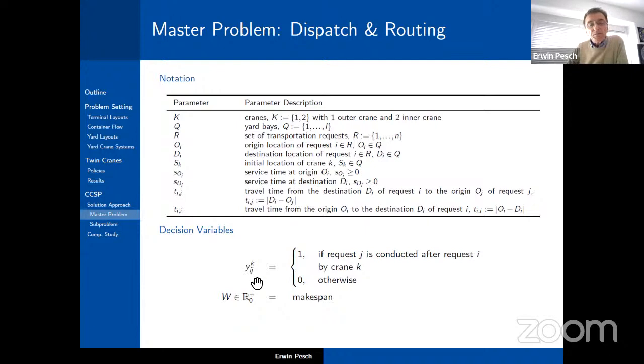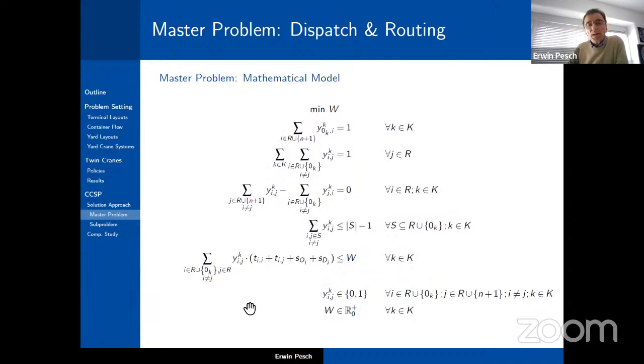And our decision variables are y_ijk. y_ijk is equal to 1 if request j is conducted after request i by crane k, otherwise it is 0. And we have w as a makespan. Then we have the model here. This is a master model that was not readable on the previous slide. We minimize the makespan.